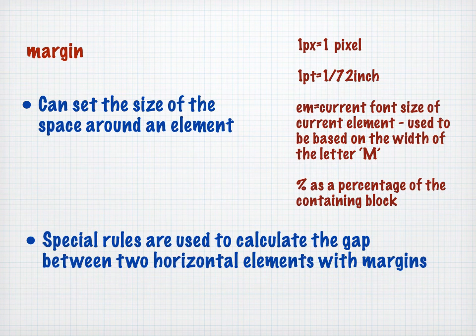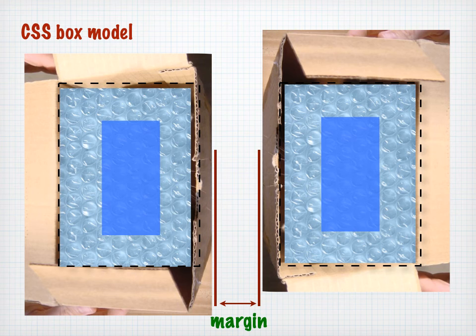I could change the margin. Now, the margin is the space between the elements. And special rules are used to calculate the gap between two horizontal elements, but I don't want to get into that too much. Here's the margin. And what we're actually doing is we're saying, set the spacing around the element, between the elements.